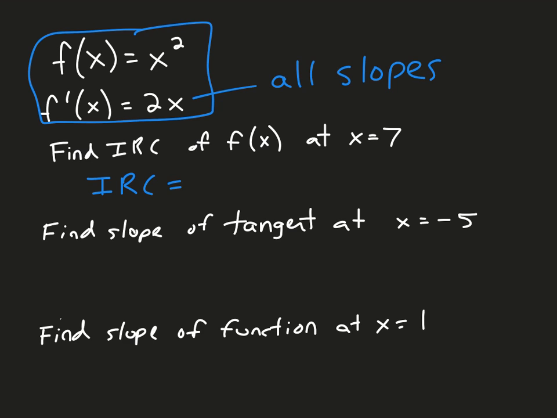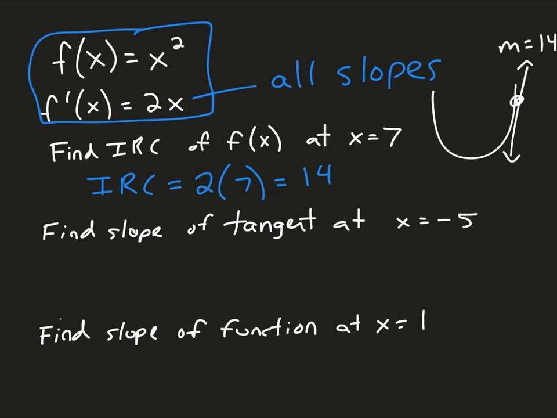Well, let's say I want to find the IRC at 7. I just plug in 7 into the derivative function, and I get 14. That's it. 14 is the slope of the tangent line, or the IRC, at x equals 7 on the x squared graph. That's the slope of that line.